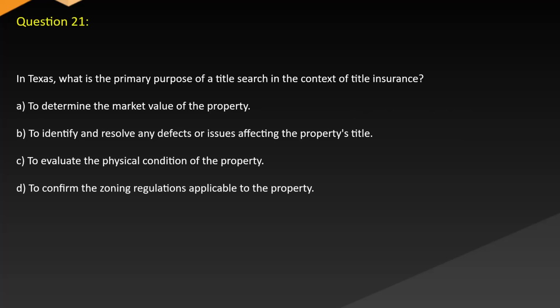Question 21. In Texas, what is the primary purpose of a title search in the context of title insurance? A. To determine the market value of the property. B. To identify and resolve any defects or issues affecting the property's title. C. To evaluate the physical condition of the property. D. To confirm the zoning regulations applicable to the property.